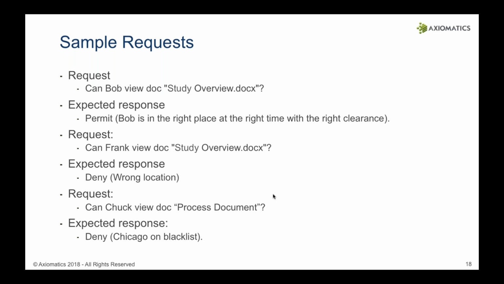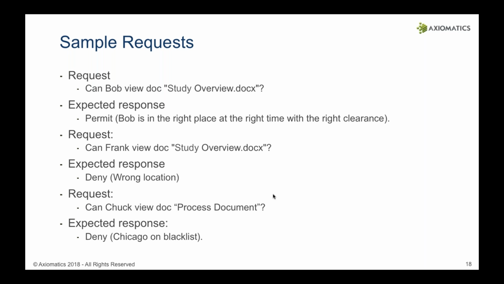So some of the things that are based on the workflow that I just showed: Bob is going to attempt to take a look at the study overview, and the expected response would be that he has the proper clearance, so we're going to go ahead and permit the request. The next request is Frank is going to try to view the same data. However, he's in the wrong location. So based on the rules and the attributes of Frank, primarily location, we're going to deny that.